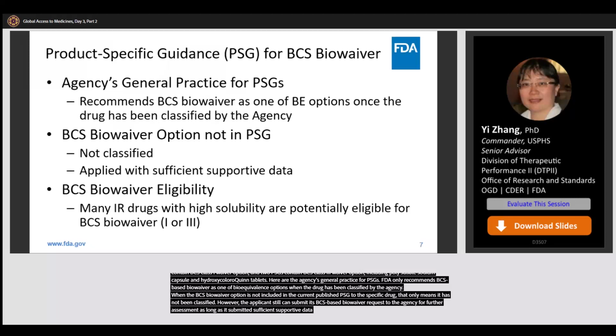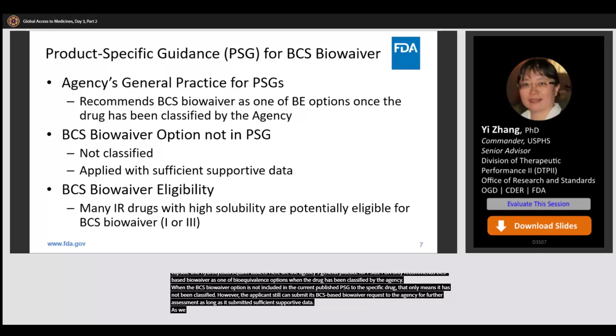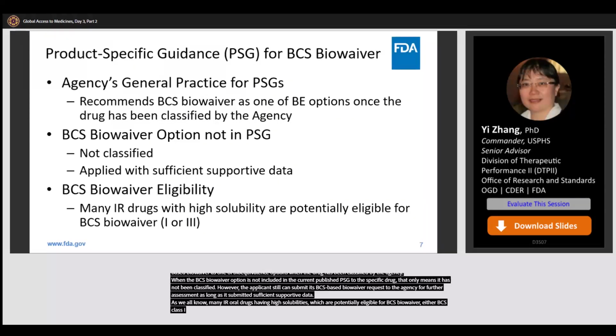As we all know, many IR oral drugs have high solubilities and are potentially eligible for BCS Biowaiver, either BCS Class 1 based or BCS Class 3 based. The agency strongly recommends the applicant to show their due diligence.